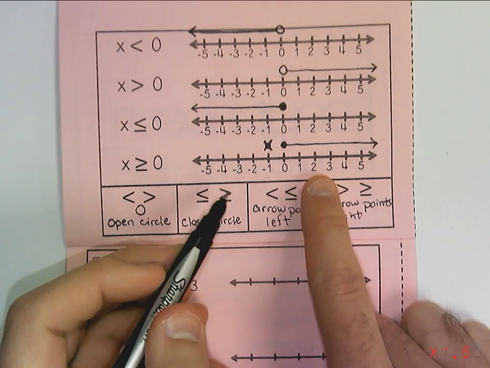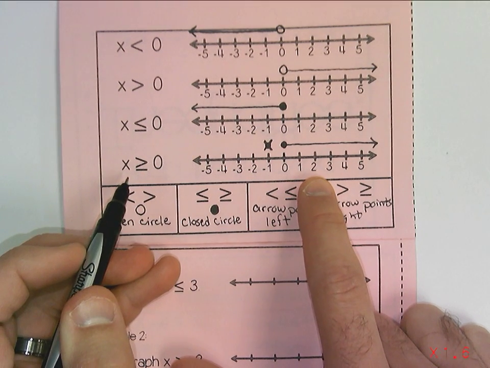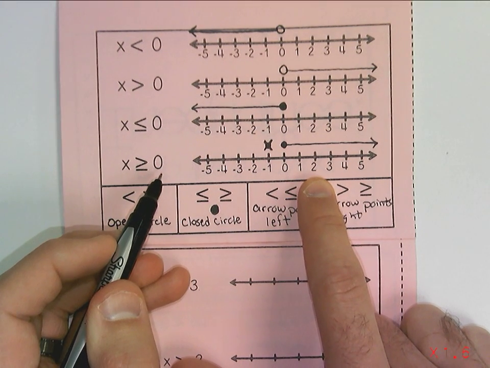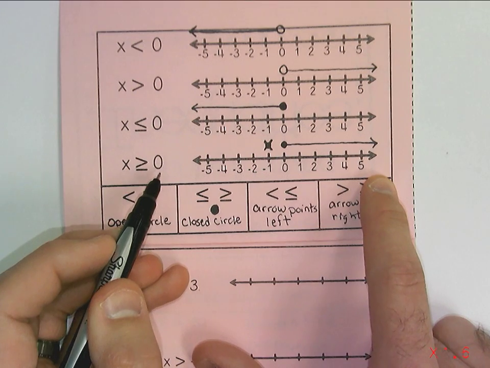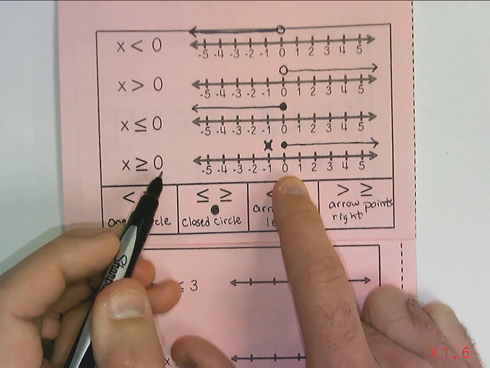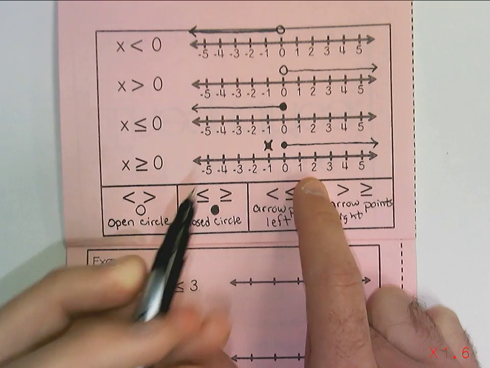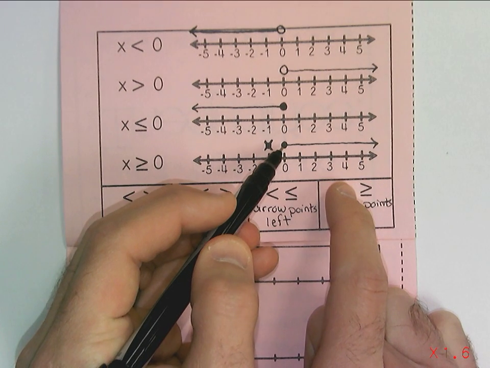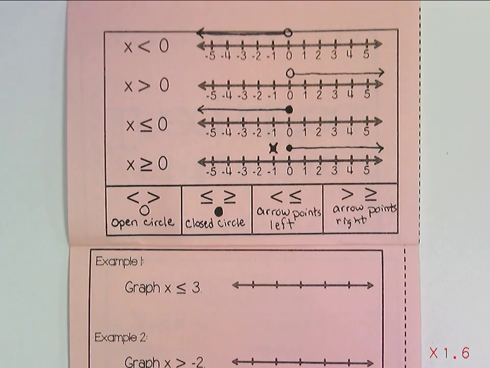And like I said, you can put numbers in here to see if it makes it true. Is 2 greater than or equal to 0? Yes. Is 5 greater than or equal to 0? Yes. Is 0 greater than or equal to itself? Yes, it satisfies the one equation. That's why this is a closed circle. So that's just a little bit of a background on graphing inequalities.